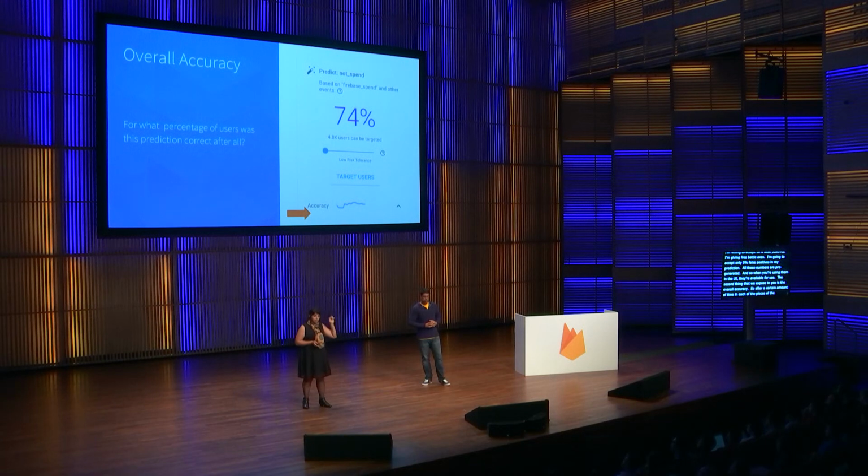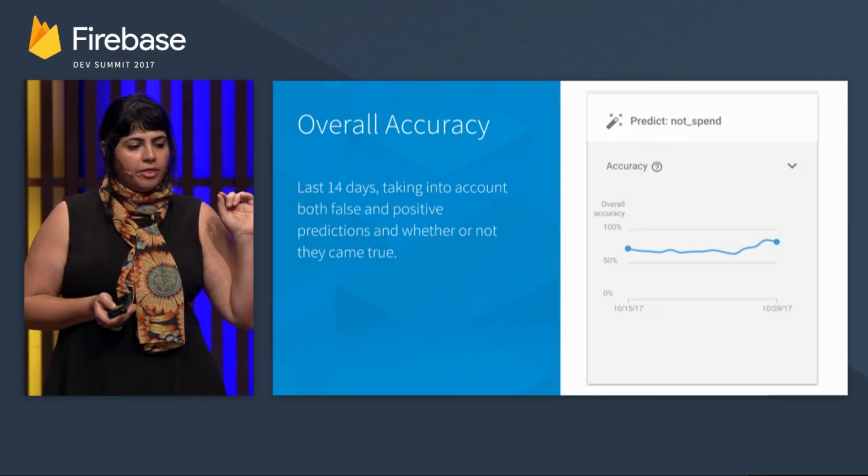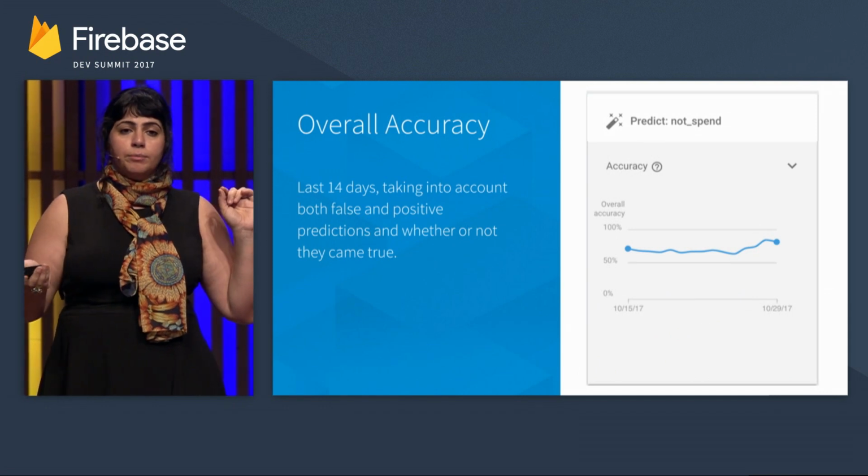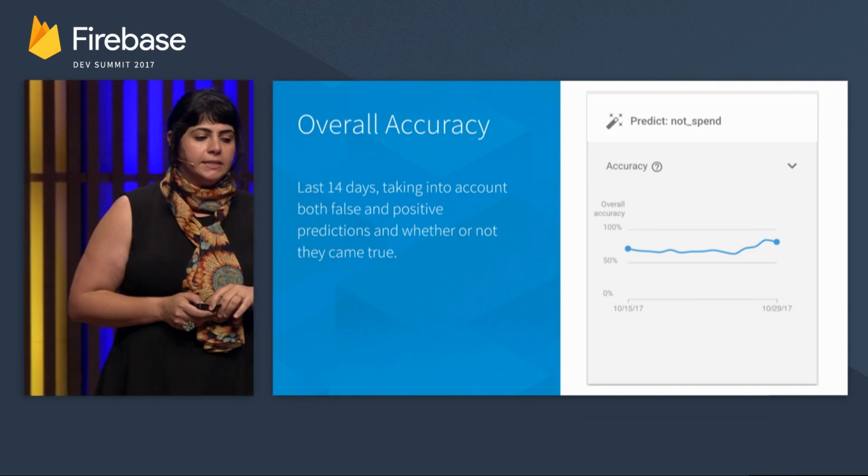The second thing that we expose to you is the overall accuracy. So after a certain amount of time, in each of the pieces of the UI that you see behind us, which is called a prediction card, at the bottom of it, you will see a little accuracy graph. When you tap on that, we expose to you how did our predictions do for the past 14 days.